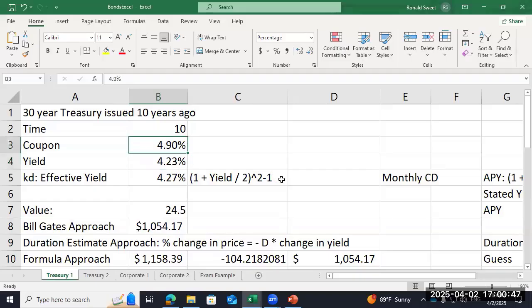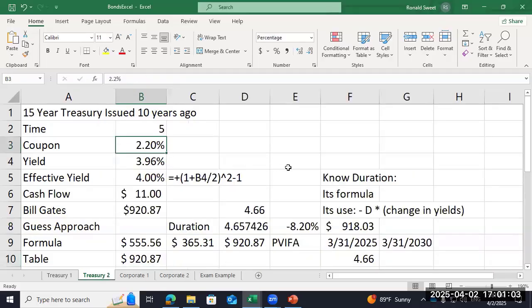If you take that extra 54 bucks and put it in a bond that pays 4.23, you end up making 4.9. You can keep the bond and make 4.9, or you can sell the bond, get an extra 54 bucks, invest it, and end up making 4.9. You're going to get the same return, right? This 54 bucks is making up for the difference.